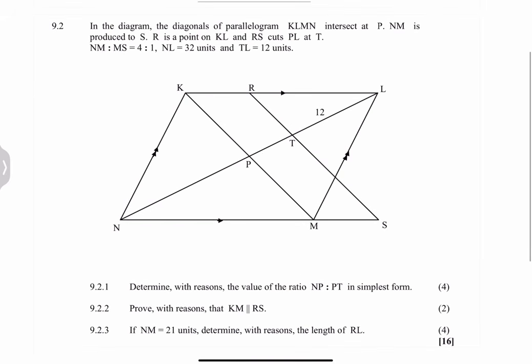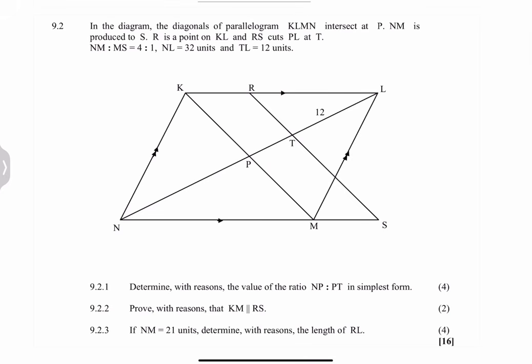So they've given us this. They say in the diagram, the diagonals of a parallelogram KLMN intersect at P. NM is produced to S. Remember, every time they say that something is produced, they simply mean it forms a straight line. R is a point on KL, and RS is also a straight line that cuts PL at T. Then they say NM to MS is 4:1, so that's the ratio there.